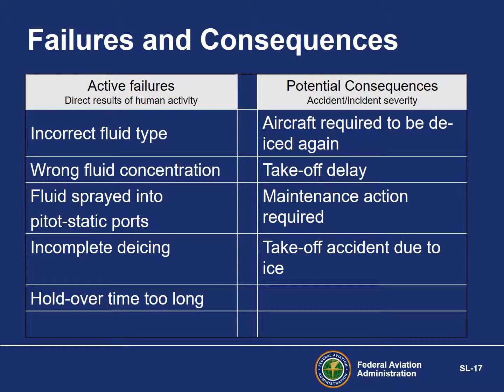On the left are listed some possible active failures that can be the direct result of human activity. These failures should be related to the process and/or one of its underlying activities. We've also postulated potential consequences that could result, as an example that can be helpful for an organization going through this process.